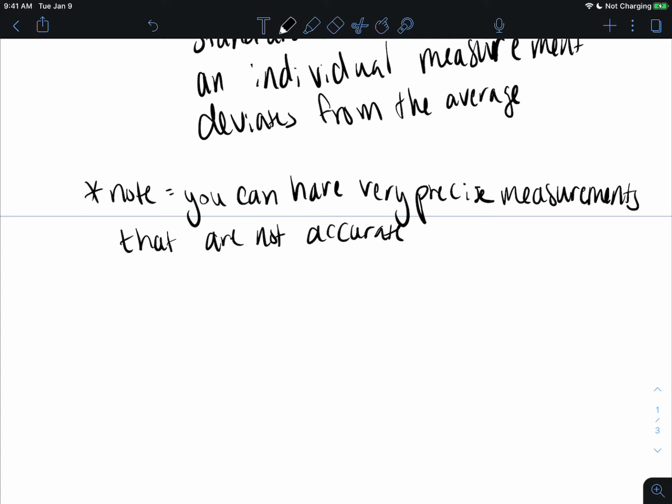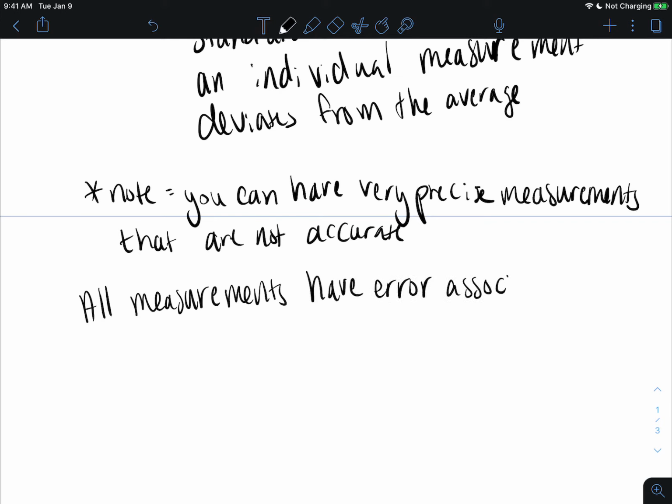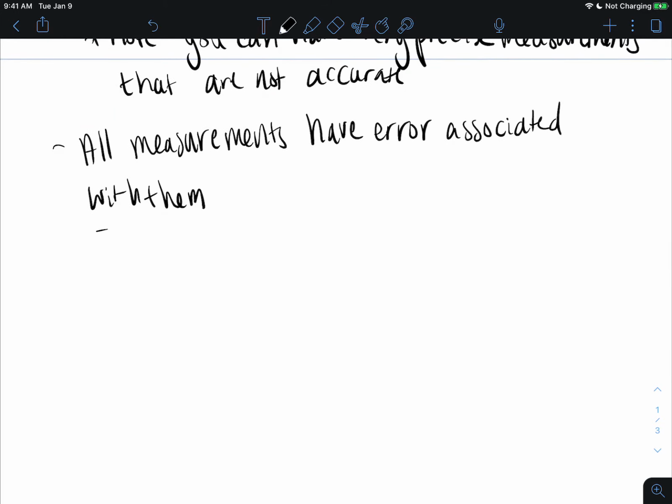Anytime we have a measurement, there is going to be some error associated with it. So all measurements have error associated with them. No matter what, there are going to be errors that exist. There are two different types of errors that we generally see within chemistry. They are random errors and systematic errors.